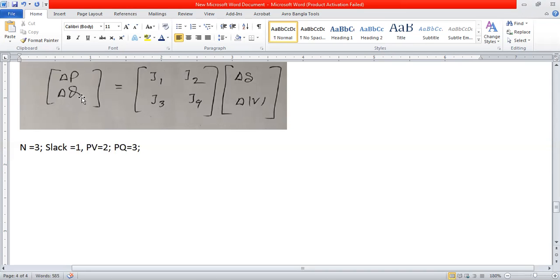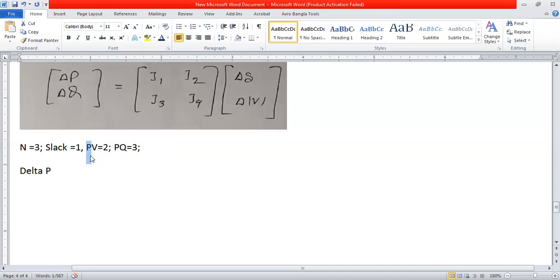Whenever we have to write down this power mismatch matrix, there should be delta P, that is the real power, at first. Bus 1 is a slack bus, so we don't need to find out anything for bus 1. Bus 2 is the PV bus. For a PV bus, P2, the real power, is given. So we can calculate the real power mismatch of bus 2, because P2 is given.